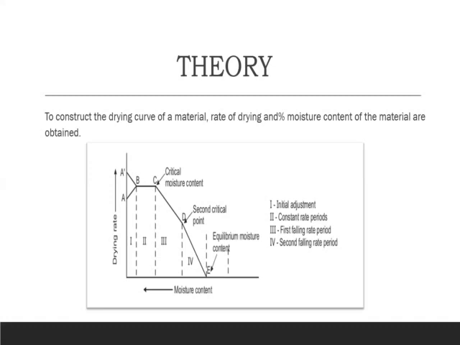At the equilibrium moisture content, point E, the drying rate is 0, and the temperature and the moisture content of the solid remain constant. The moisture content of the solid at this E point is known as the equilibrium moisture content.